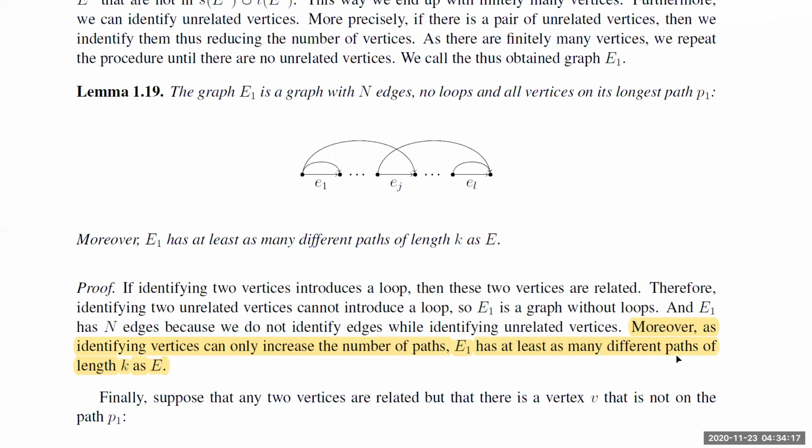And moreover, identifying vertices can only increase the number of paths, right? Because when can you lose a path in your graph? When you cut at a certain vertex. You detach edges that are attached at a certain vertex. But when you're identifying vertices, you only introduce new possibilities. Remember that a path is given by an equality. The endpoint of one edge is the beginning of the other edge. So if we make more identifications, we add more equalities. We do not invalidate equalities, right? So that's why making such identifications cannot decrease the number of paths of E1. It can only increase it.